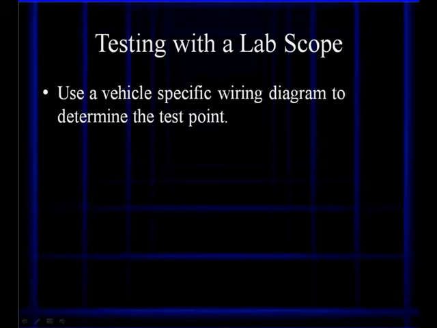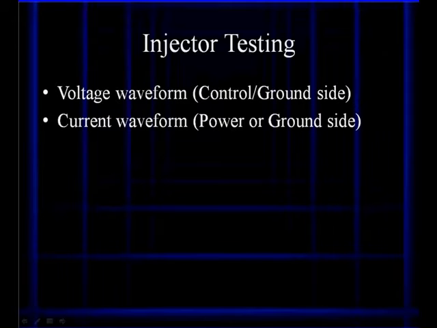It's very important because when you're testing things like an injector and you want to get a voltage waveform and you're supposed to go on the ground side with a voltage probe, well, what color is that wire? Which cavity is it you're going to probe into? So a vehicle-specific wiring schematic is a must.